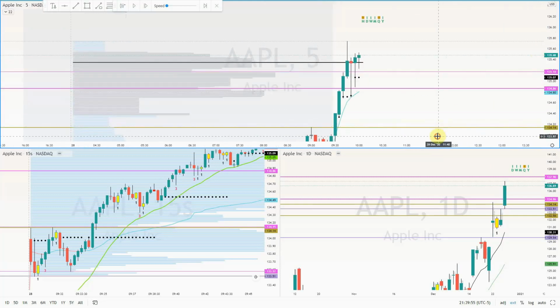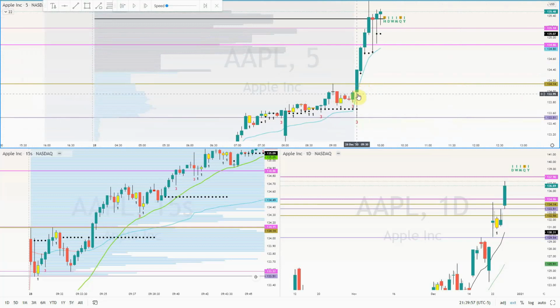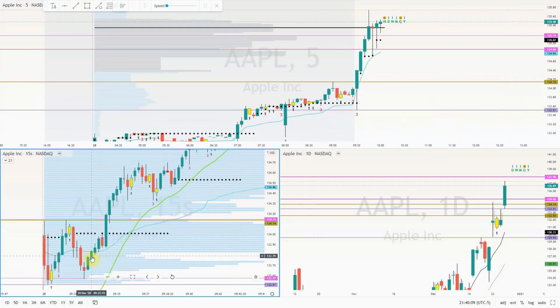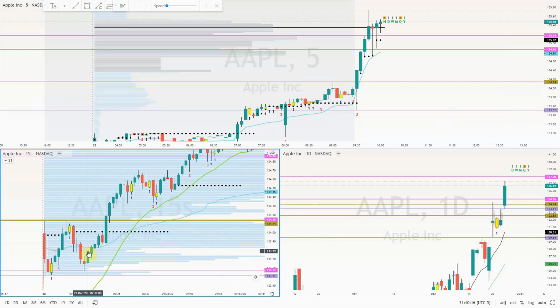I mean, you could have taken it over the wick of that 3, but it's just so clear for me on the 15-second where a decent entry would be. And even though that 15-second entry is a little bit below that point of control, the fact that it hit that high from Thursday and then bounced right off and created a higher low is all I need.